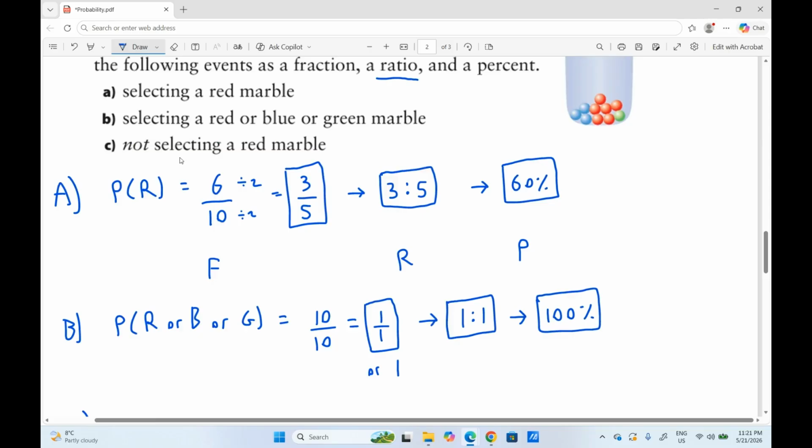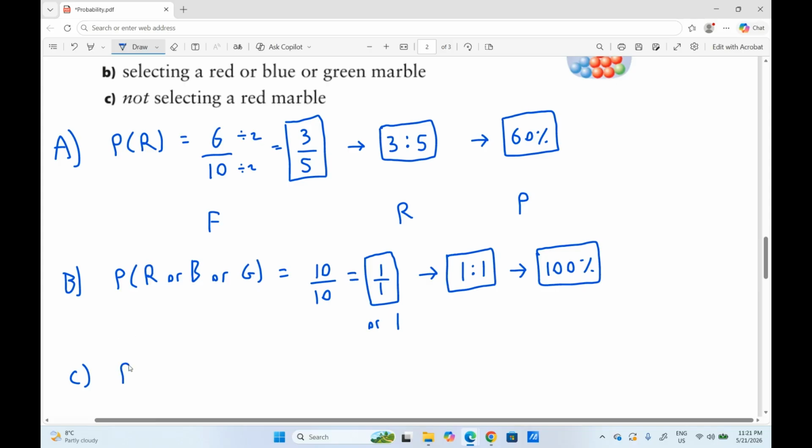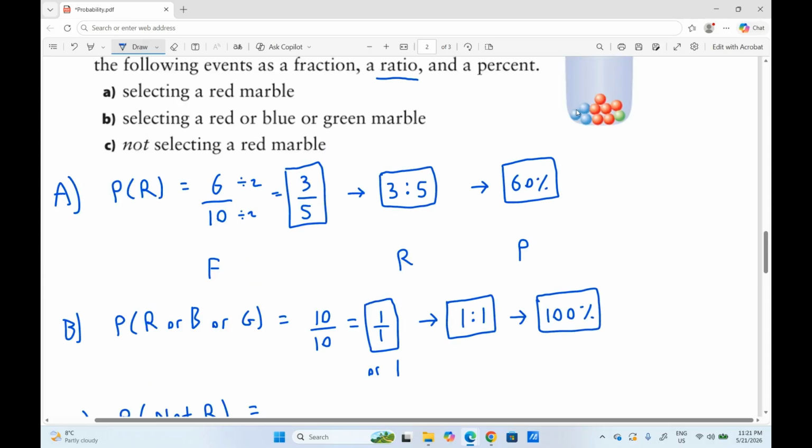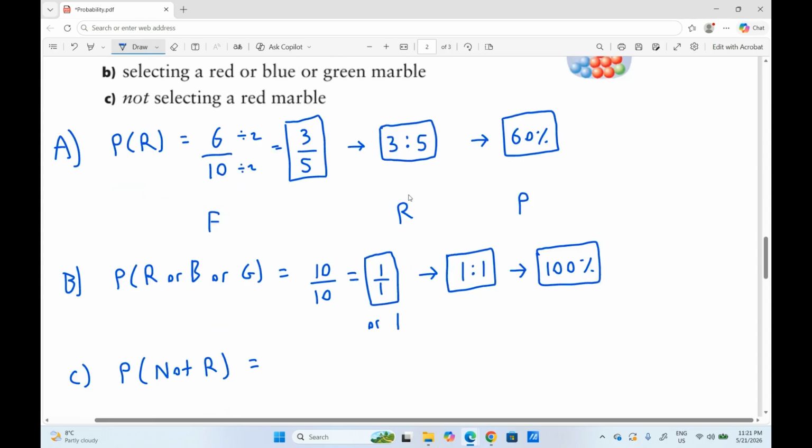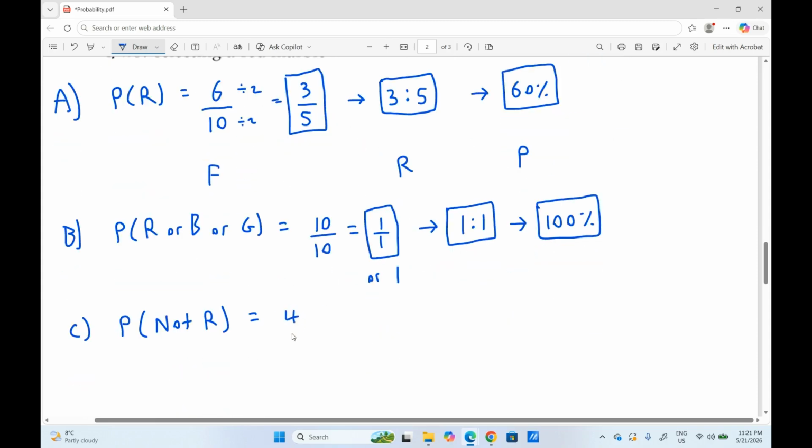Okay, now for C. The probability of not selecting a red marble. So the probability of not red, so not R. So the probability of not selecting red. Well, how many marbles are not red? I got 3 blues and 1 green. So technically speaking, 4 marbles are not red, and I got a total of 10 marbles.